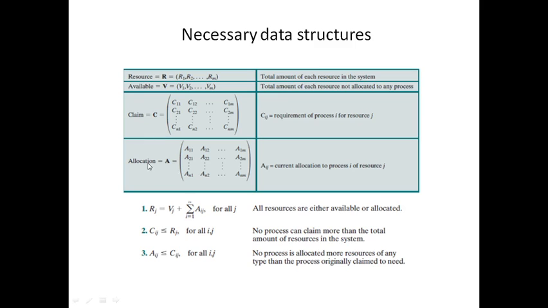And the next one is allocation. Claim is the maximum demand, and out of that some have already been allocated. That allocation is summarized in the allocation matrix, and you can now calculate the remaining pending.